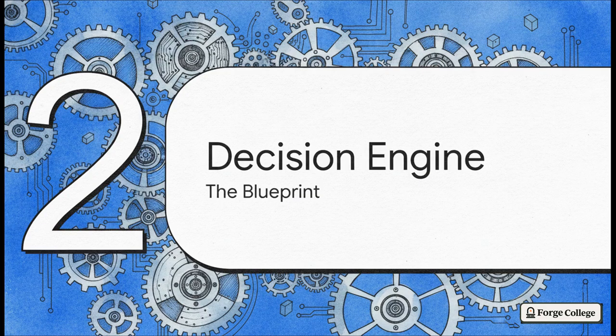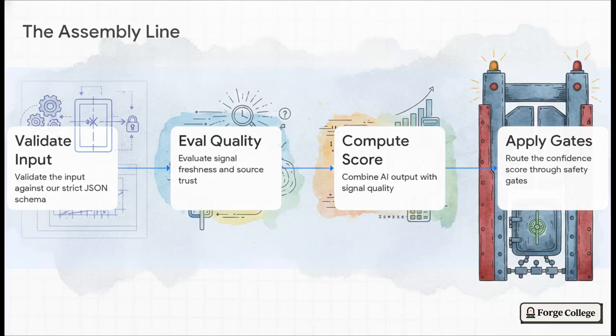Let's move on to section 2, inside the decision engine. We're going to pop the hood and inspect the individual gears of our mechanical bouncer to see exactly how it processes information. Think of this as the assembly line of our module. Every single proposed action has to survive this incredibly strict programmatic gauntlet.